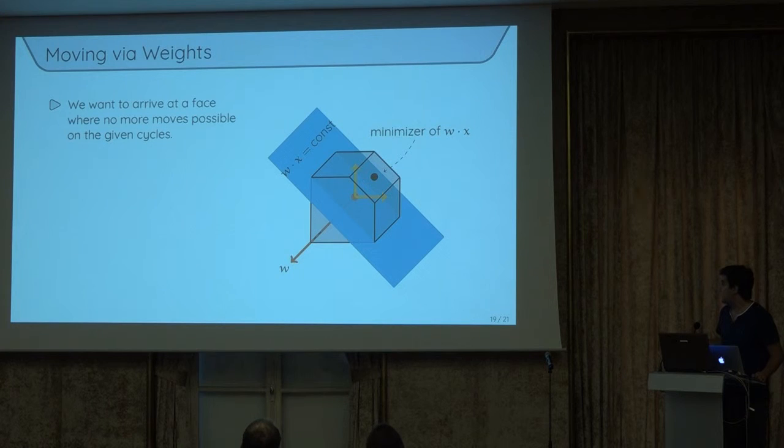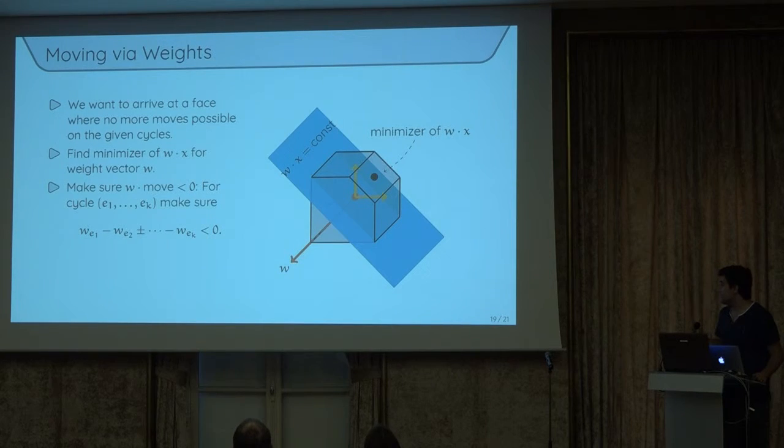Okay? So to do that, what we did was we find a weight vector. So this is a weight vector on the edges, which has a negative dot product with each of our moves. Okay, so if you draw the perpendicular hyperplane, all of the moves are on one side of this hyperplane. So now if you find a minimizer of w dot x, such as this point, then it's not possible to do any of our moves anymore for this point x. Okay? Because if you could, you could still decrease the weight.